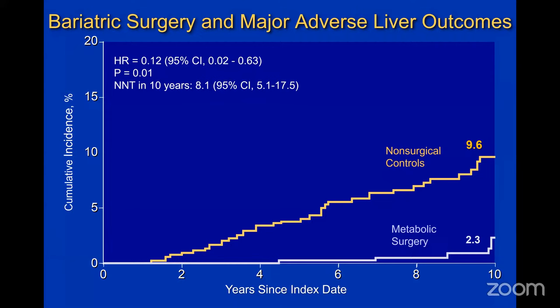We looked at, again, very carefully matched controls with direct surgical patients. Now, I've never seen a hazard ratio of 0.12. You can see that progression to major adverse liver outcomes, cirrhosis, transplantation, or liver-related death goes up over the next decade, and in metabolic surgery patients there is virtually none of it. Hazard ratio 0.12 is an 88% reduction in the risk of these adverse liver outcomes. So fatty liver disease in patients with obesity can be reversed.